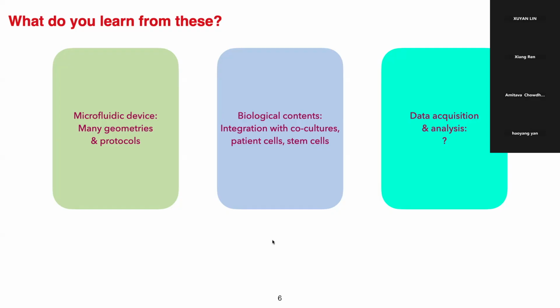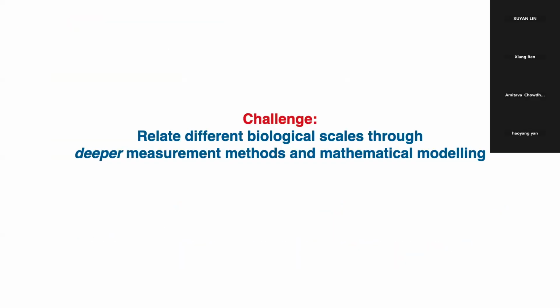But in the end, what I think you have to remember is that it's not enough to just have a device. It's not enough to just have the cells, and it's not enough to have the analysis. All of these have to work together in order to really bring transformative new knowledge. So the challenge that I'm going to try to address today is how can we relate these different scales by performing deeper physical and biological measurements and combining those with mathematical modeling, which is necessary if you want to actually extract information from all of these data.